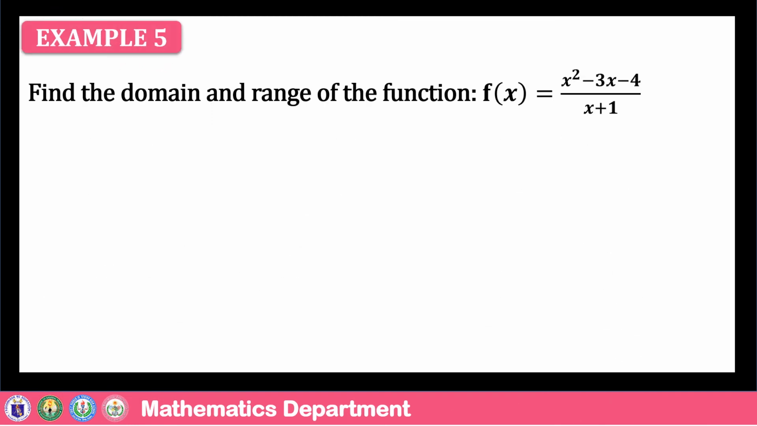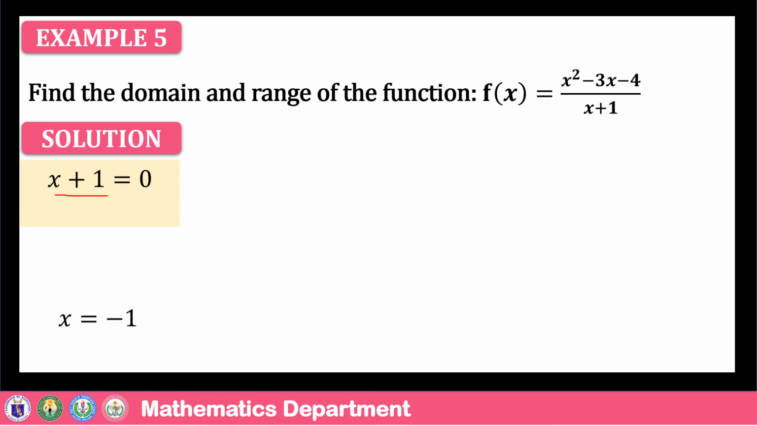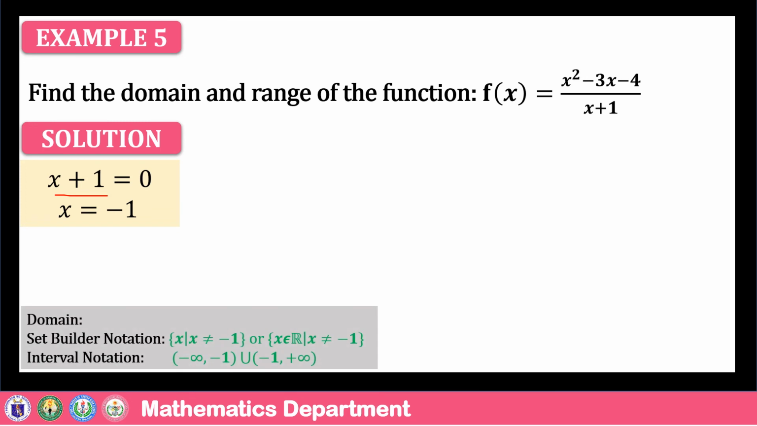For our fifth example, find the domain and range of the function f of x is equal to x squared minus 3x minus 4 divided by x plus 1. So for our domain, we have here x plus 1 is equal to 0, so that's from our denominator. So solving for x, we have here x is equal to negative 1. Thus, our domain here is the set of all x such that x is not equal to negative 1. Or pag sa interval notation naman, that is from negative infinity to negative 1, and then union negative 1 to positive infinity.